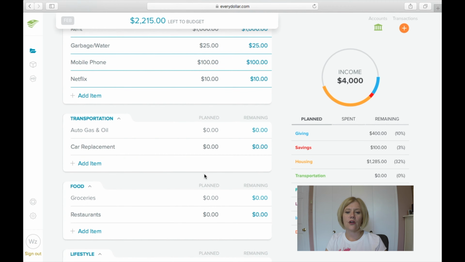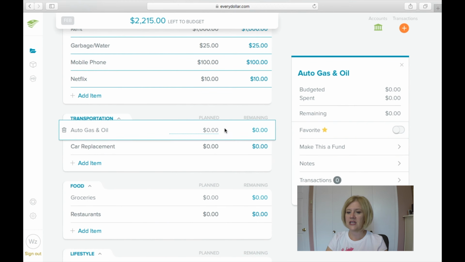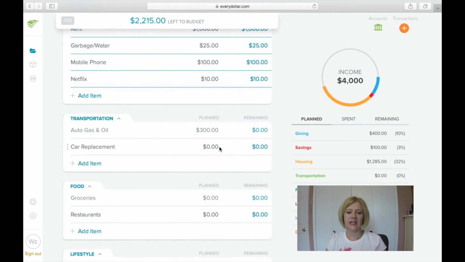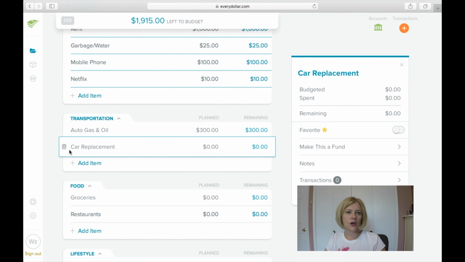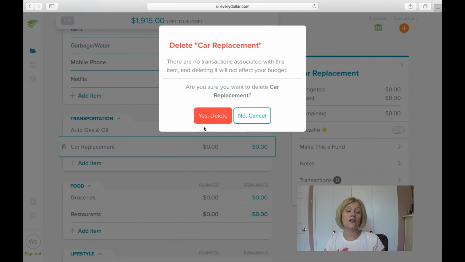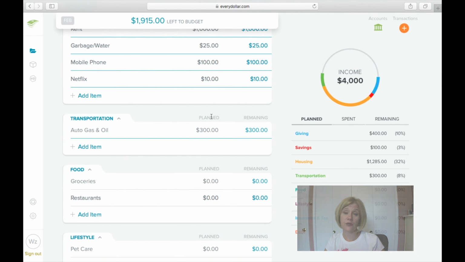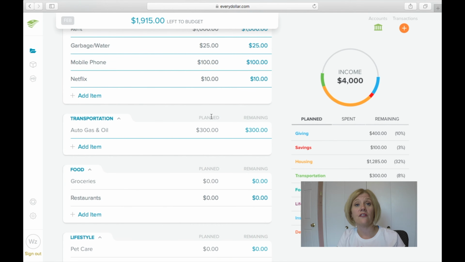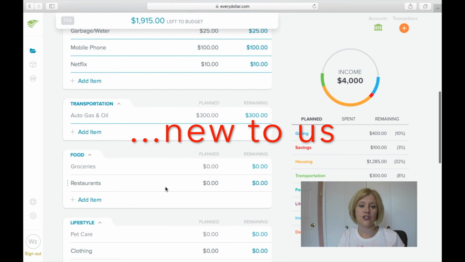$10. So our gas and oil payments are going to be, we'll say $300 a month. And you can do car replacement here. I would actually do that in the savings category if it were me, but we're not saving for a car right now because we are on baby step 2, and my car is going to be our car for a long time. And Mauricio's car is brand new, which we're paying off in our snowball.